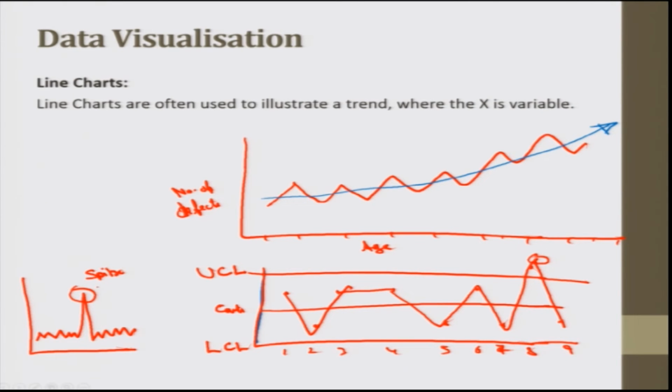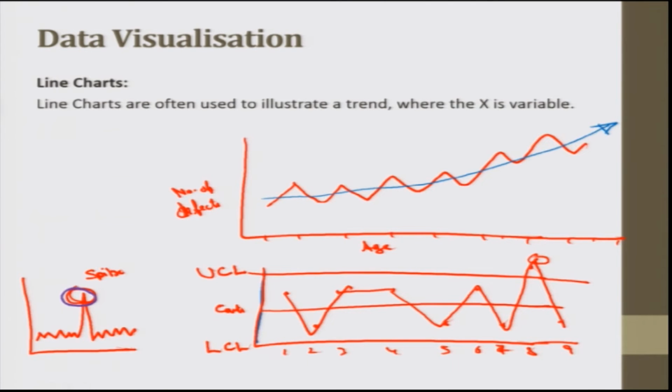This is a spike. Why has this spike come? Okay. In a line diagram also we can cheat with the scales. If we need to show less variation or more variation, we can just cheat with the scales.